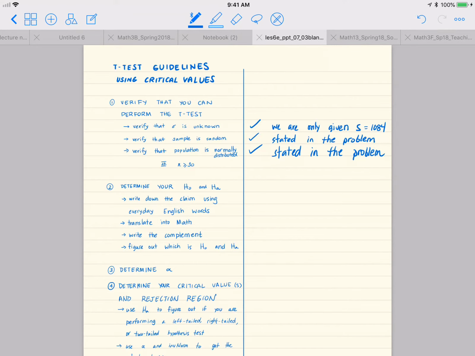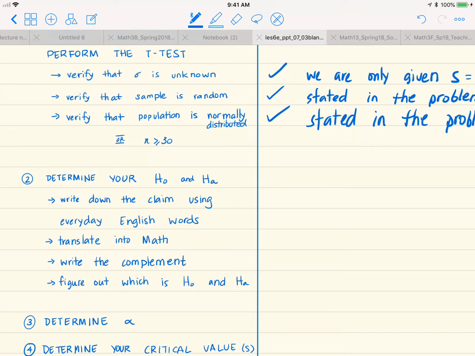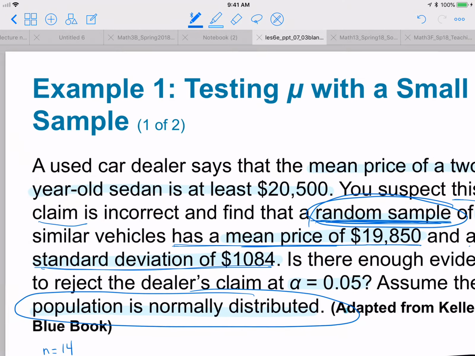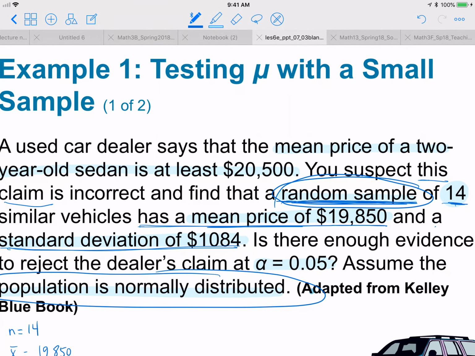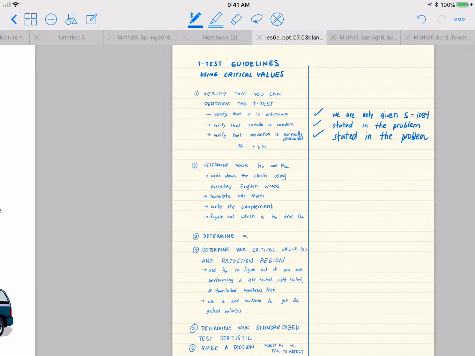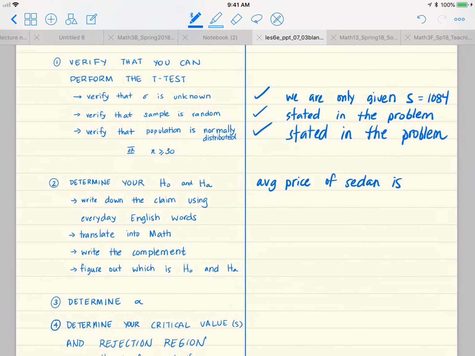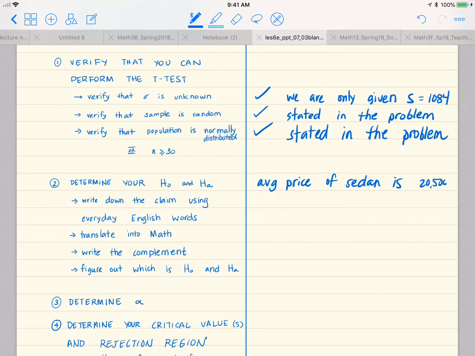All right, number 2, determine your H0 and HA. We need to write down the claim using everyday English words. The claim is that the mean price of a 2-year-old sedan is at least $20,500. So the mean, average price of sedan is $20,500. Now, how do we translate that into math?